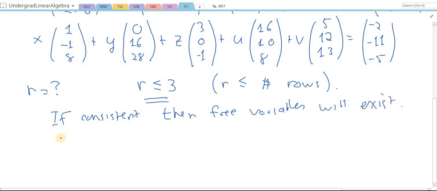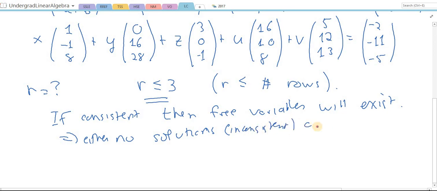So at this point, I can tell that there are either no solutions, and that would be inconsistent, or infinitely many solutions. Okay. Now you didn't need to do this to solve the problem.